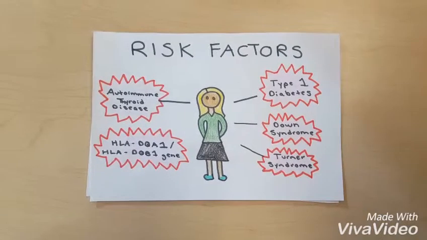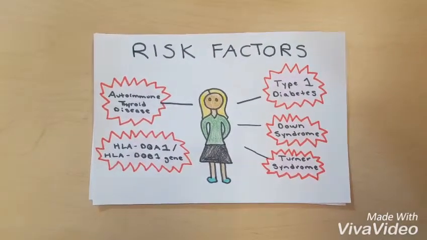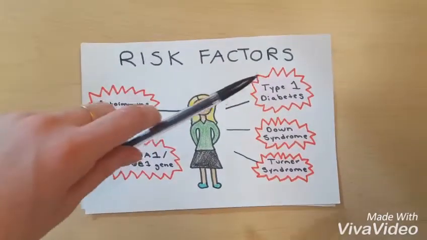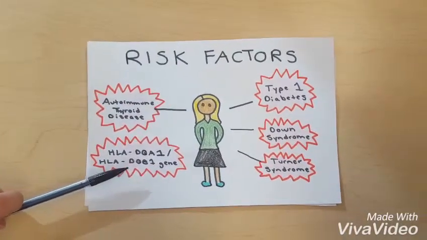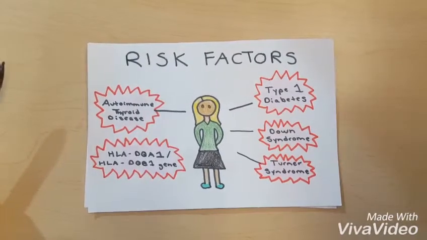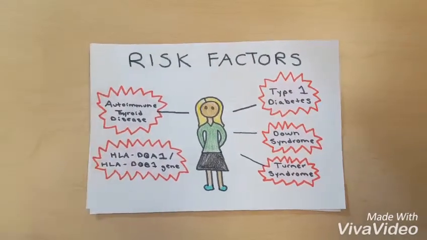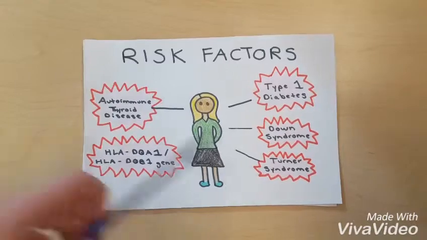Risk factors. Risk factors for celiac disease would be type 1 diabetes, individuals with the HLA-DQA1 or HLA-DQB1 gene, autoimmune thyroid disease, Down syndrome, and Turner syndrome.